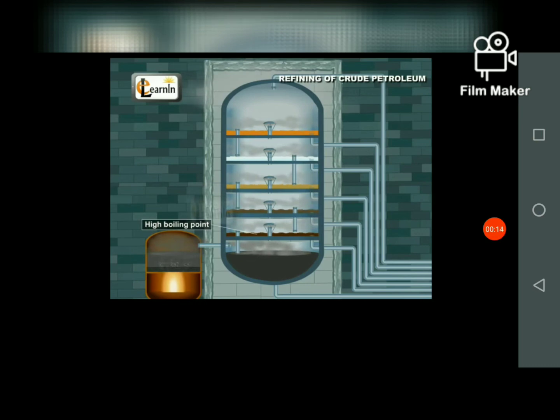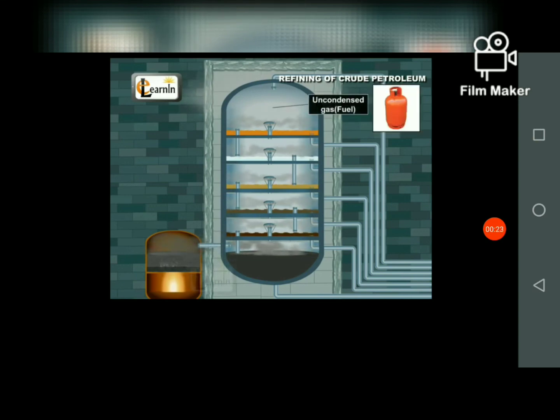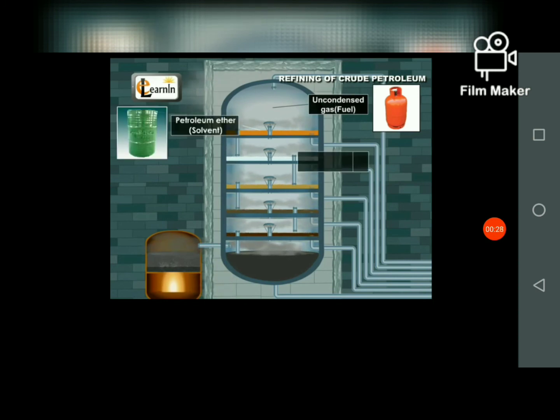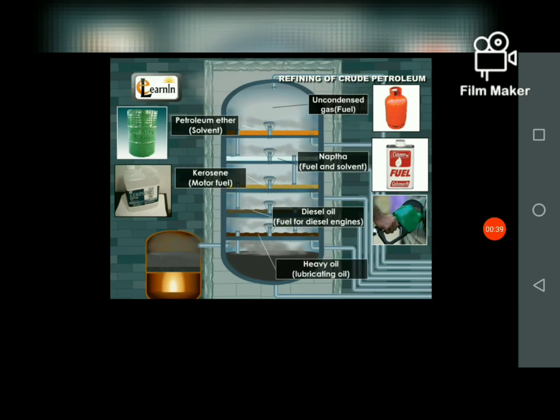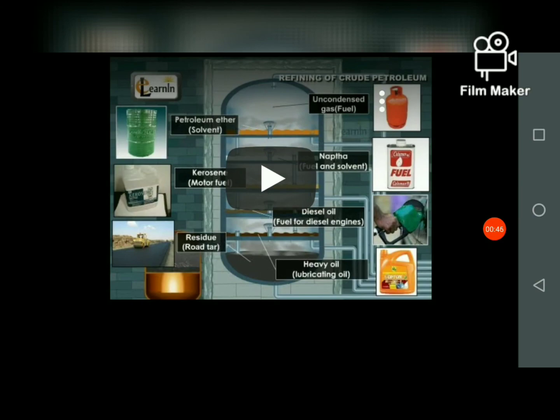The higher boiling fractions condense first at the bottom, whereas lower boiling point fractions condense later near the top of the tower. Several outlets are provided on the side of the column to withdraw a number of fractions. Various fractions are collected at intermediate points depending upon their boiling points. High boiling point fractions collected at the bottom can be further subjected to cracking to get more useful low boiling point fractions.